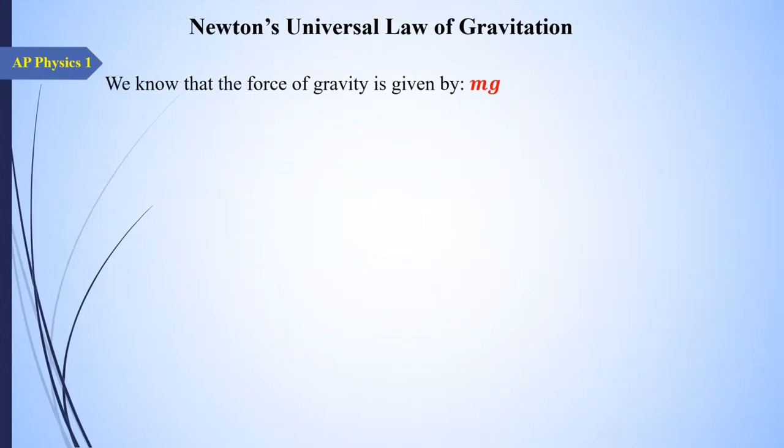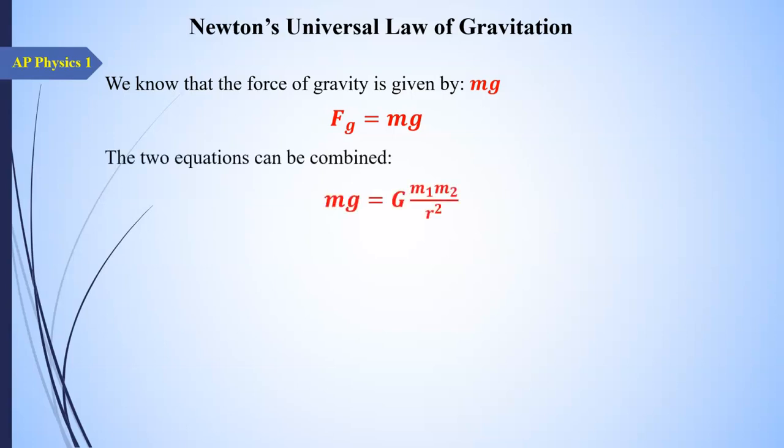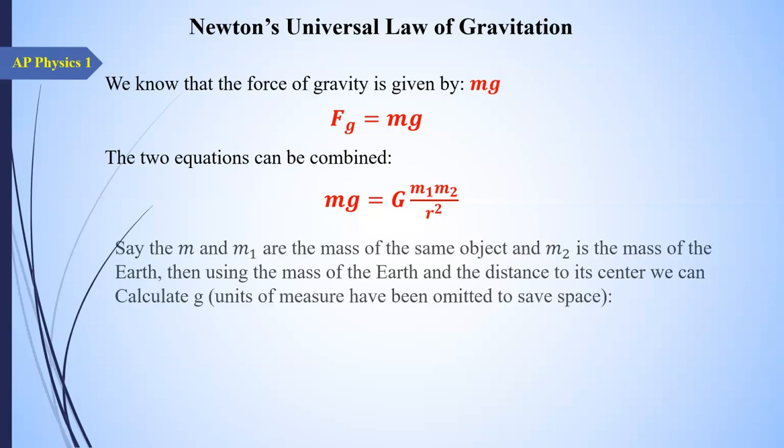We know that the force of gravity is given by mg. We've been using that all semester. So F, force of gravity, equals the mass of the object times g, assuming you're on Earth, the gravitational acceleration of 10 meters per second squared, or your green textbook tends to want to use 9.8 meters per second squared. The two equations then can be combined. So mg equals G m1 m2 over r squared.